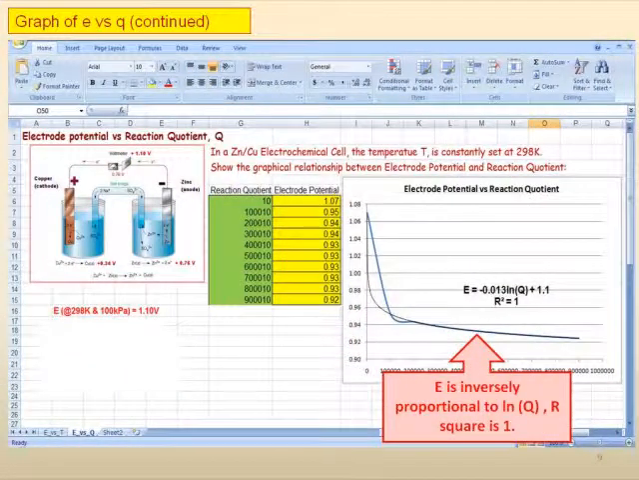With trial and error, I expect the students can verify that E is inversely proportional to log Q. If they apply linear regression in Excel, they are able to show that R squared is 1 and E is indeed related to log Q.